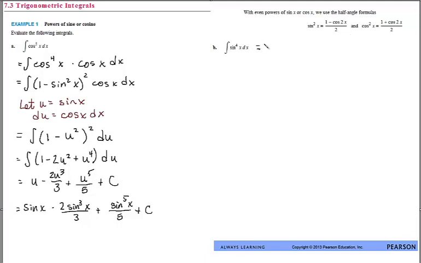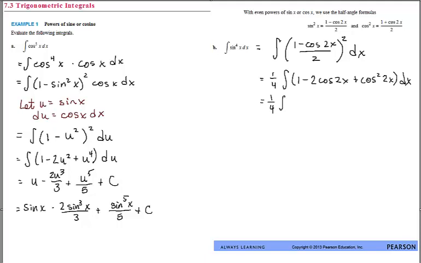So I will rewrite this thing then as the integral of 1 minus cosine 2x over 2, to the second power, dx. Now I'm going to multiply this out and write that down for you. Alright, now this is all well and good except that I have another cosine squared. So another even power of a trig function, I'm just going to use my half angle formula again.